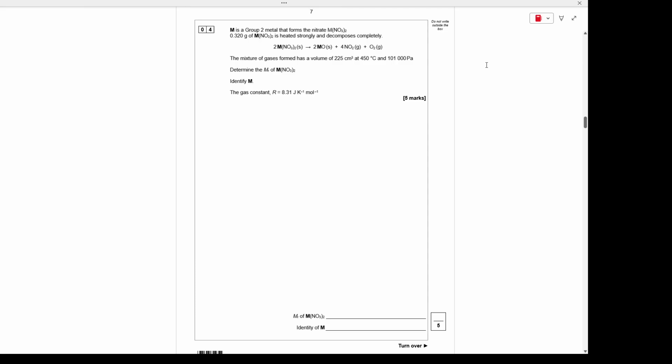Hello everyone. I'm going to be going through an ideal gas question from the 2023 AS Paper 1. Yeah, 5 marks. Let's just get straight into it.